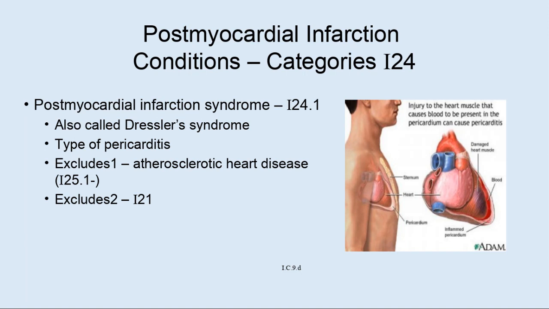Another possible complication is post-myocardial infarction syndrome, or Dressler's syndrome. This is the type of pericarditis that occurs after a myocardial infarction and can be coded with codes from I21. So you can see there's an Excludes1 note, so you can do an I21 code and an I24 code for Dressler's syndrome. It cannot be used with atherosclerotic heart disease.